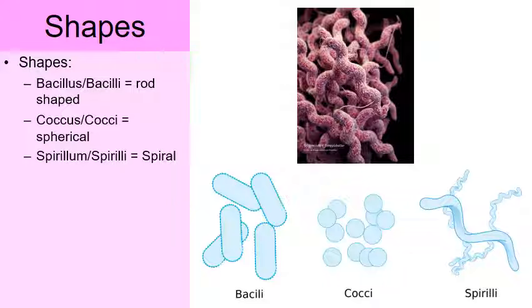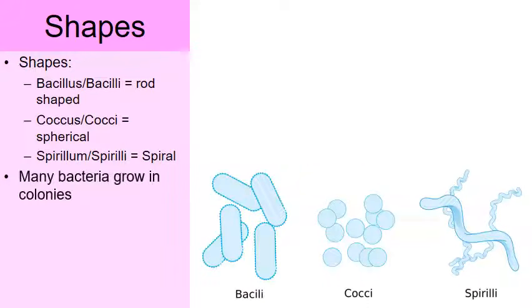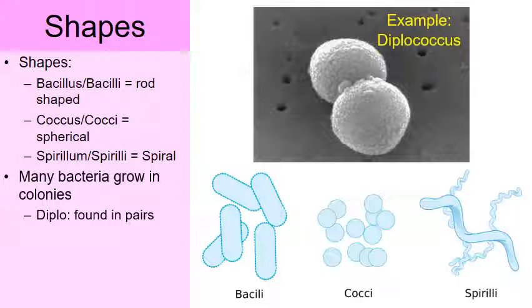And so when we combine these shapes with the next part, so the next part being that many bacteria grow in colonies, and when you see prefixes in the name of a bacterium, it actually gives you a lot of information. For example, the prefix diplo means that the bacteria are found in pairs, and this bacteria right here is called a Diplococcus bacteria. Well, I hope you see why the word coccus is in its title. You can see the spherical shape. Diplo because there are two cells.